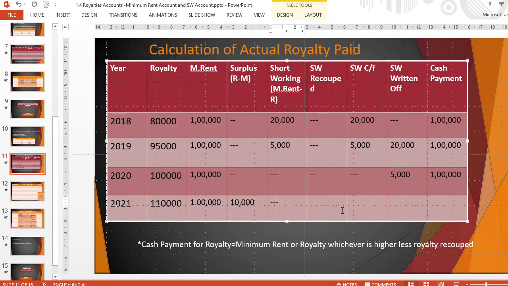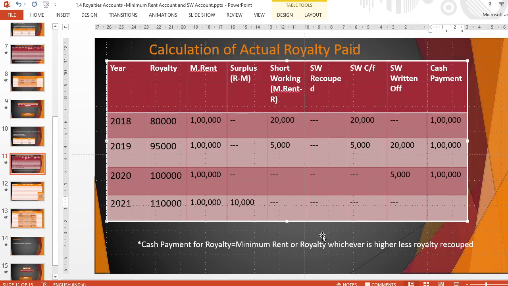And the last year. Here there is no short working of the current year and no short working carried forward from the previous year. So there is no short working for the year 2021, and for that reason there is no matter of recoupment. If there is no recoupment, again there is no carry forward. There is no short working to carry forward to the next year, and written off is also 0 because there is no short working.